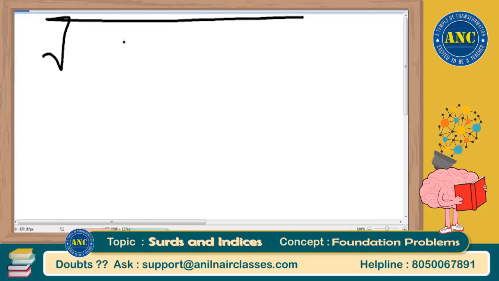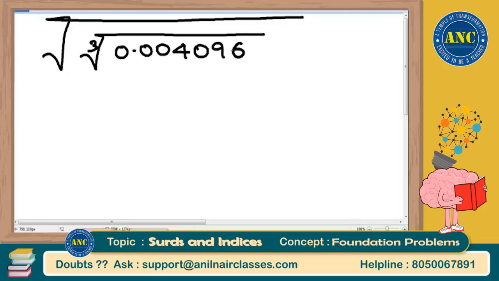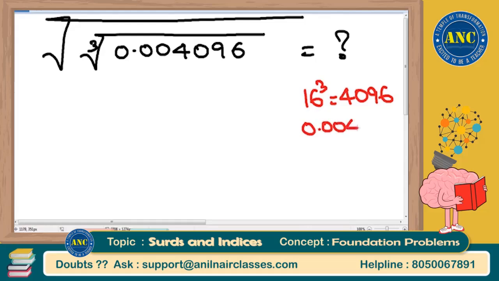Square root of cube root of 0.004096. Now, can I say that 16 cube is nothing but 4096? Because 16 cube is 4096, 0.004096 is nothing but 0.16 cube. These both are absolutely the same.